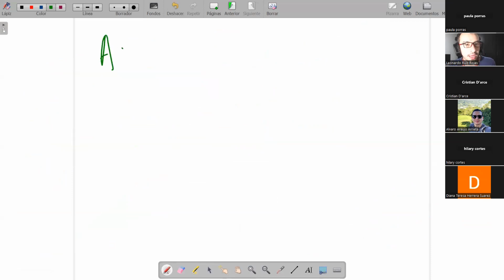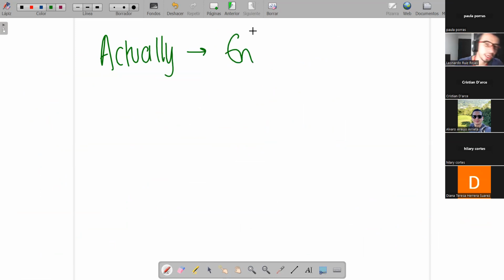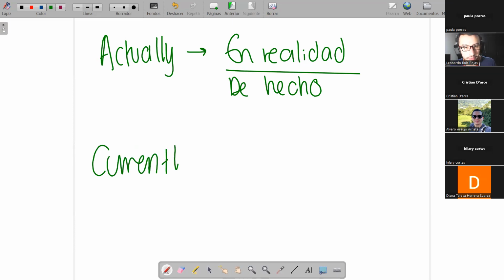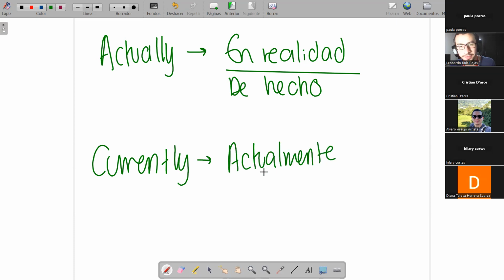Ready? Actually significa en realidad. O sea, como cuando yo digo en realidad lo que sucede es tal cosa, o de hecho lo que pasa es tal cosa. Esto es un conector. No es una expresión de tiempo, sino es un conector. Significa en realidad o de hecho. ¿Listo? Y currently, ese sí significa actualmente. Ok. ¿Listo? Ready?